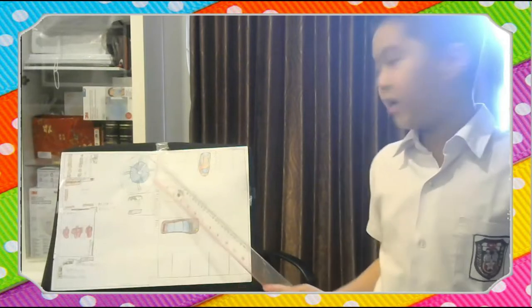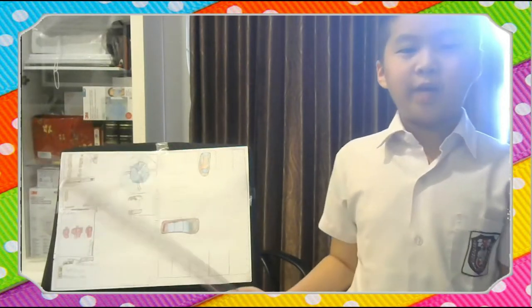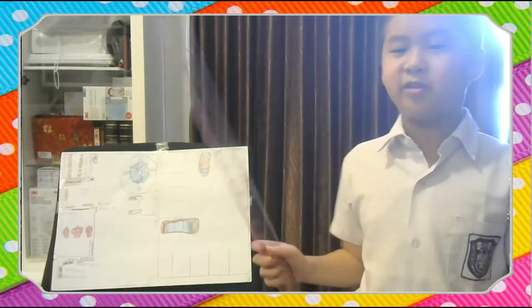Going to show you my building that I made. The title that I picked is Designing a Spectacular Mall. I picked this title because malls have a lot of different stores in it.